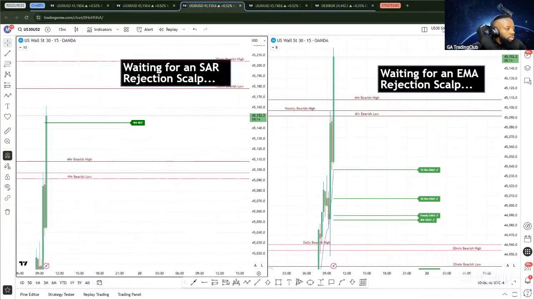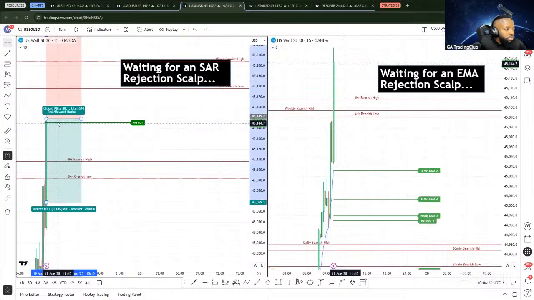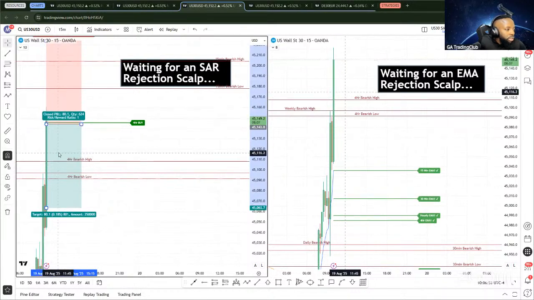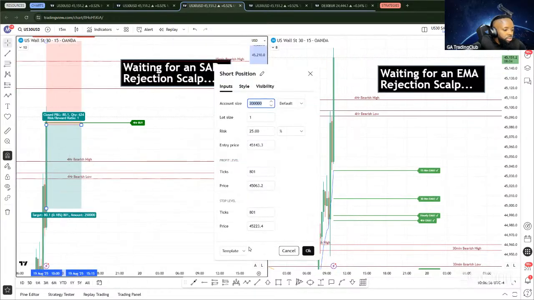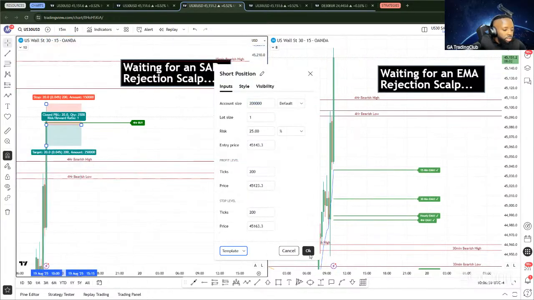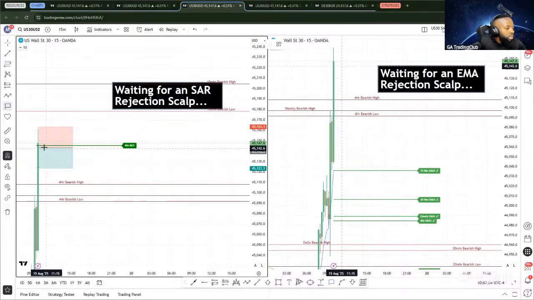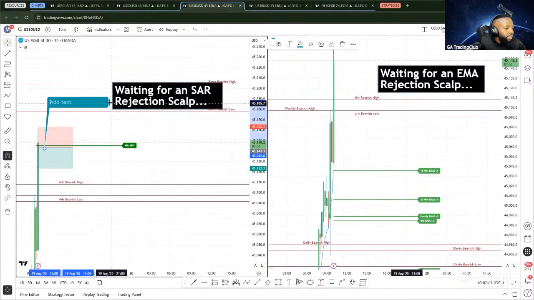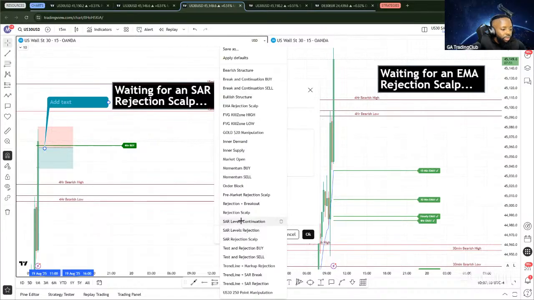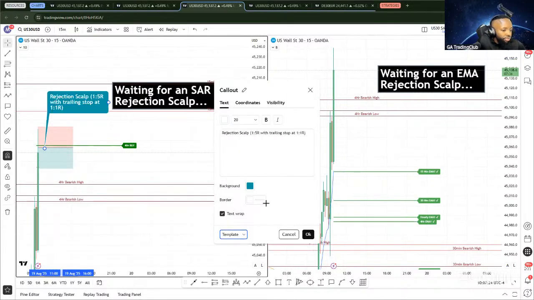143.2. Let's see. 143.2. So this is the entry that we are in here. We just need price to push down, give us TP, and then for my market open intraday trades, hopefully we just keep pushing up. But the overall direction is a buy today, based off of the market open SAR rejection scalp.